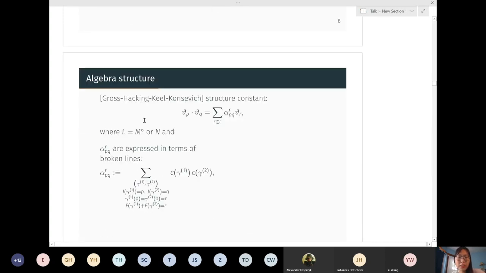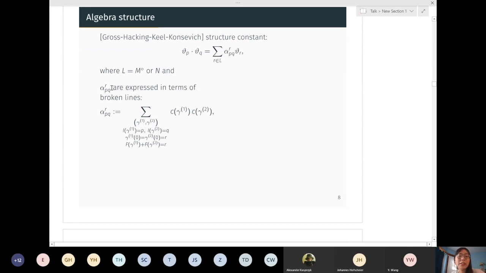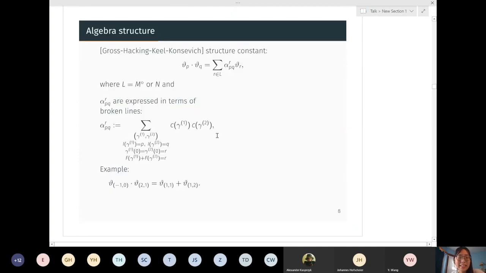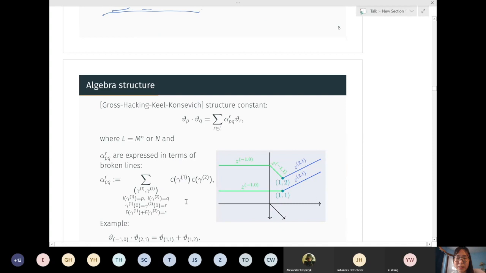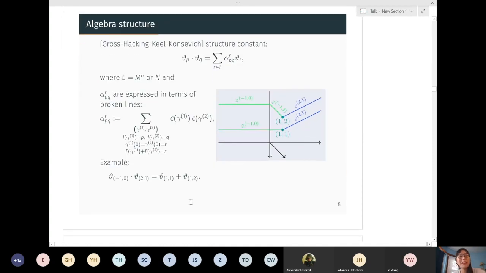And the interesting thing is that this alpha PQR can be expressed in terms of broken lines, which is this long definition here, but actually it's very easy to understand, so let us do this example of multiplying -1, 0 with 2, 1. And then if you do the brute force calculation, you'll get 1, 1 and 1, 2 here. And this is the picture, I guess some of you might have seen already.